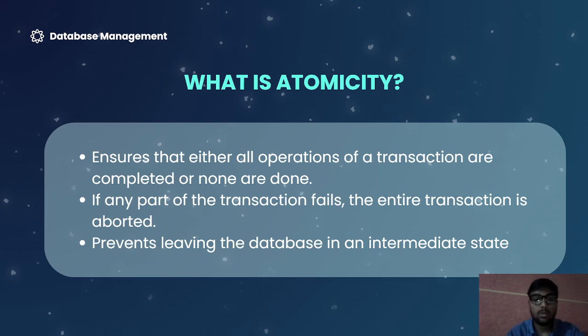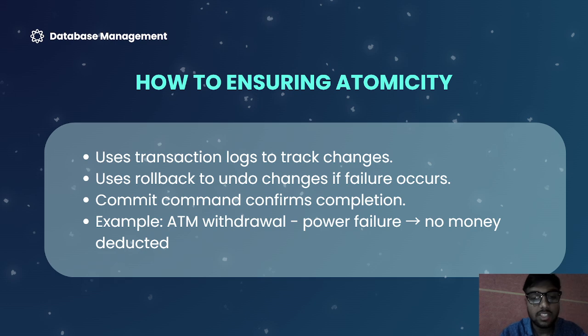Okay, so how is atomicity actually ensured? The system uses transaction logs to track changes. If something goes wrong, it uses rollback to undo changes. Only after success does it issue a commit. So that failed ATM transaction is rolled back like nothing ever happened.